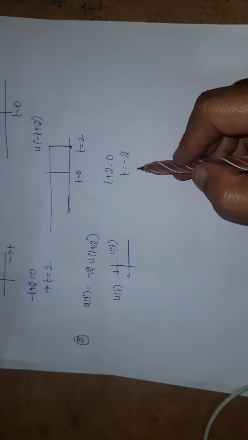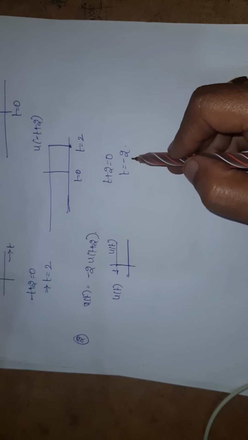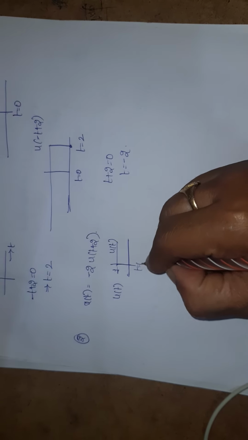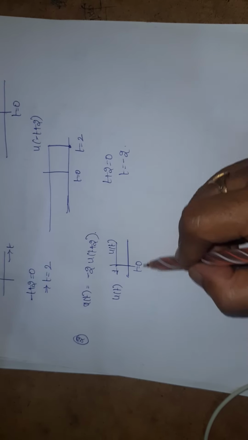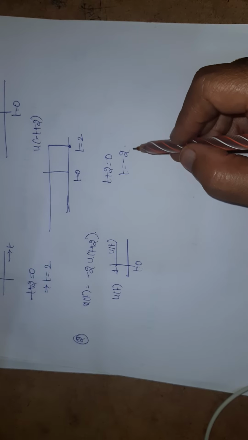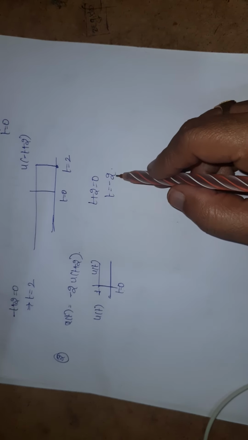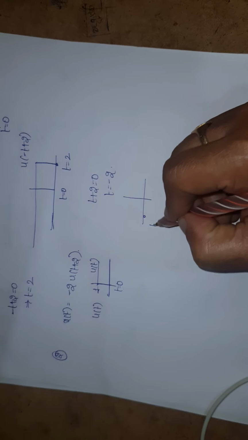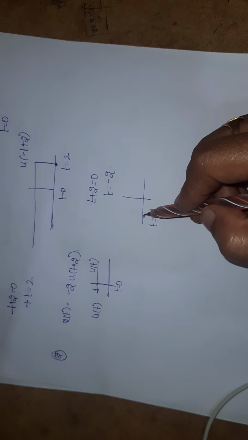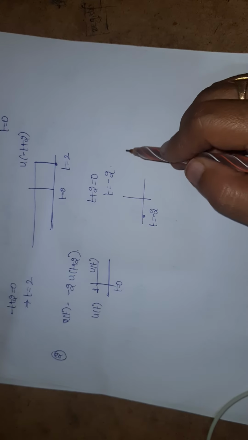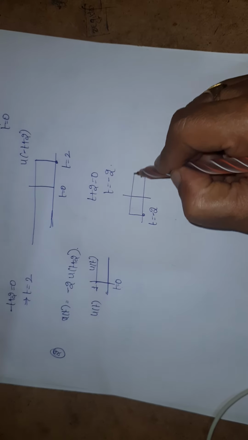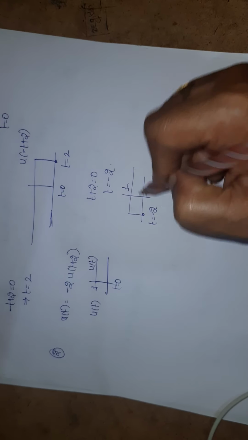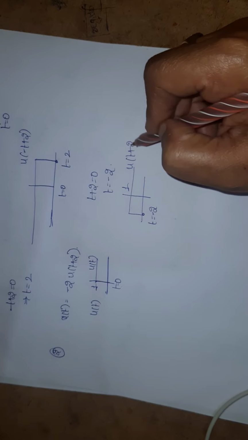So wherever you have a t value, you have to add this minus 2. Here I have t equal to 0. Next, 0 plus minus 2, that is minus 2 only. So t is equal to minus 2. Here t is equal to minus 2, and from this the signal moves towards the right side like this, with magnitude 1. So this is u of t plus 2.